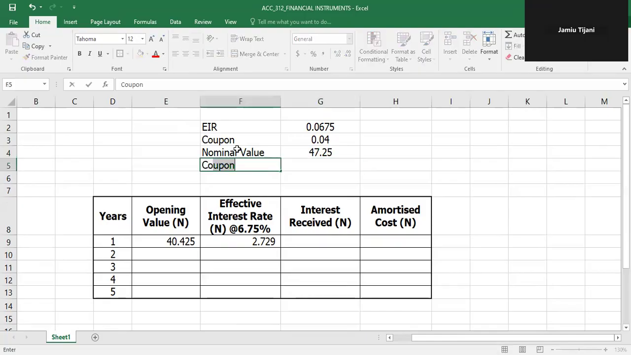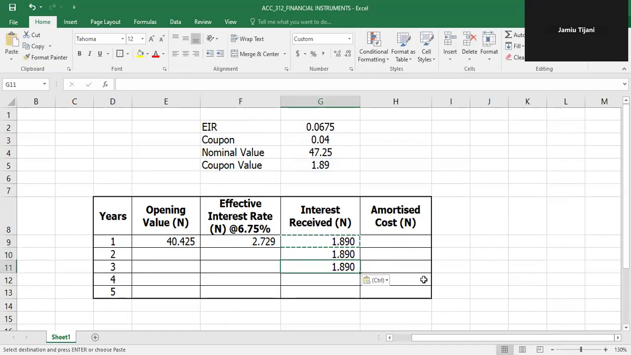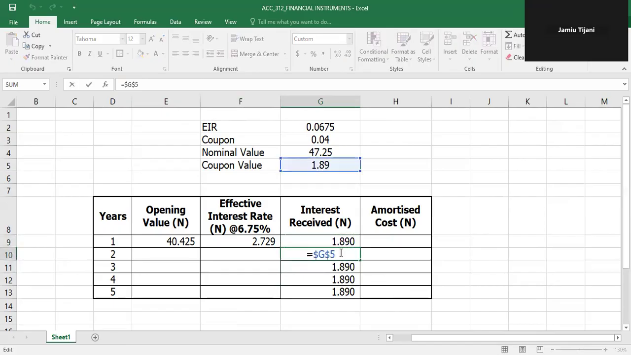And therefore, our coupon value will then be 4% multiplied by this 47.25, which gives 1.89. So I'll just come here and fix 1.89 here. Our coupon value will be constant all through. If you are good with Excel, I'm just going to dollarize this, and with that I can just continue to repeat it. So it'll be constant all through.